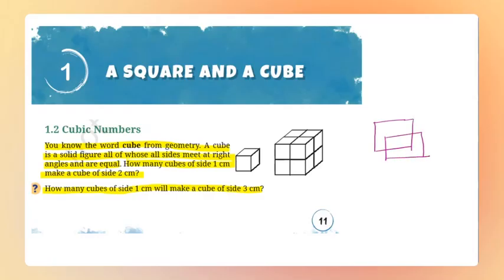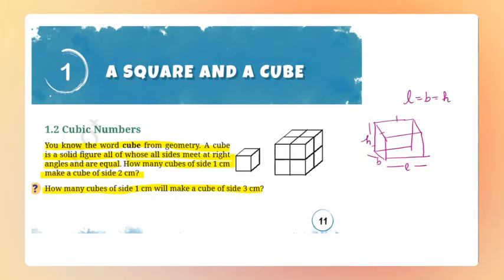Like so, इसमें length भी होती है, इसमें breadth भी होती है और इसमें height भी होती है और इसके सारे sides length, breadth और height सारे equal होते हैं. So L is equal to B is equal to H. तीनों dimensions इसके same होते हैं.